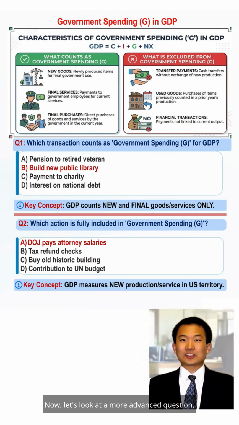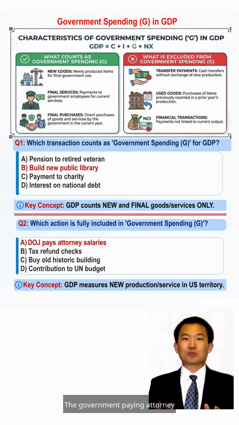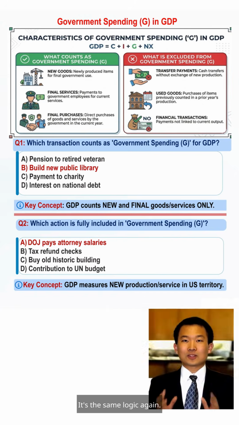Now let's look at a more advanced question. Which of the following is fully included in government spending? The government paying attorney salaries, tax refund checks, buying an old building, or contribution to the UN? It's the same logic again.